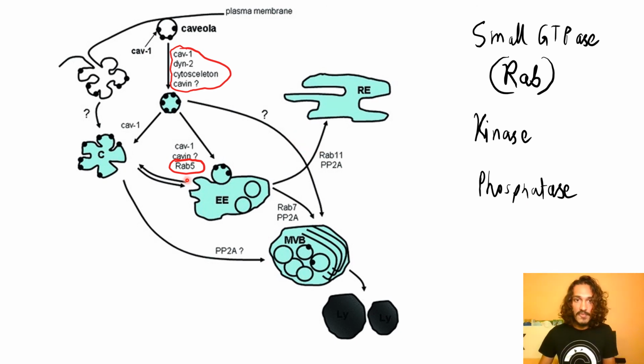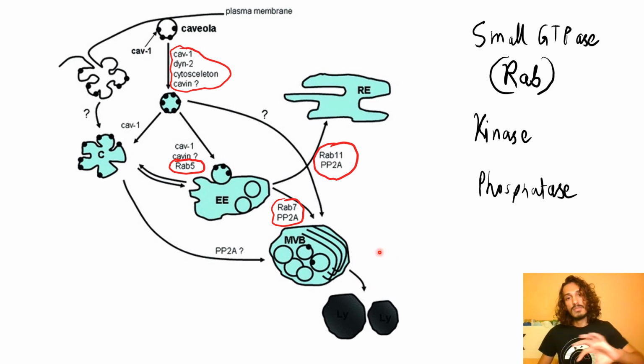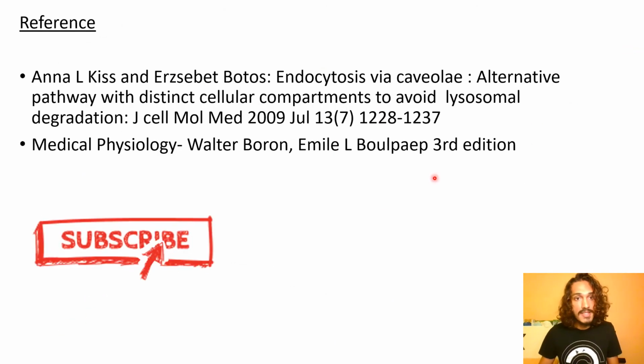Okay, for example, RAB5 means it's going to go into the early endosome. Okay, presence of RAB11, PP2A, these phosphatases will make it go into the endoplasmic reticulum. Okay, and the RAB7, PP2A will make it end up in the multivesicular body. Okay, so based on all this, the final direction of it is determined by things like your small GTPases like the RAB, the kinase, phosphatase. Okay, so I hope this was clear.